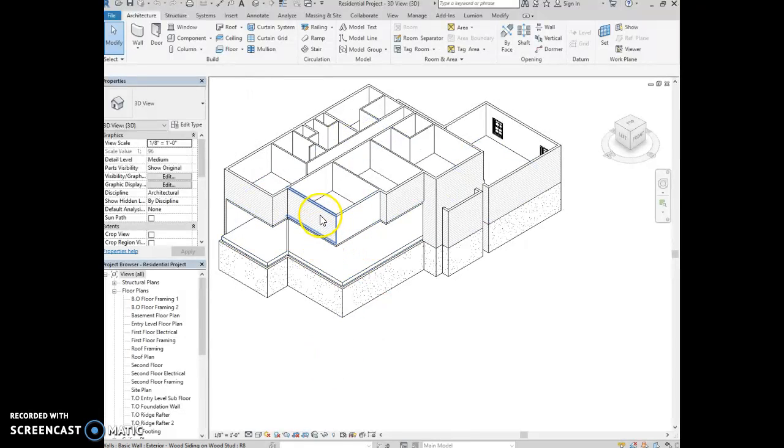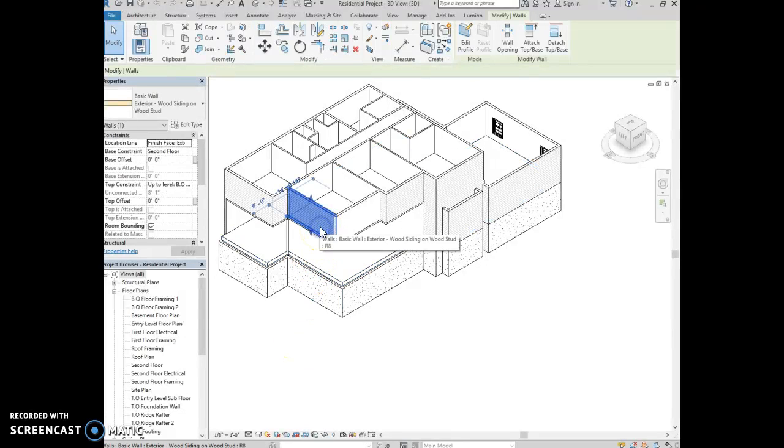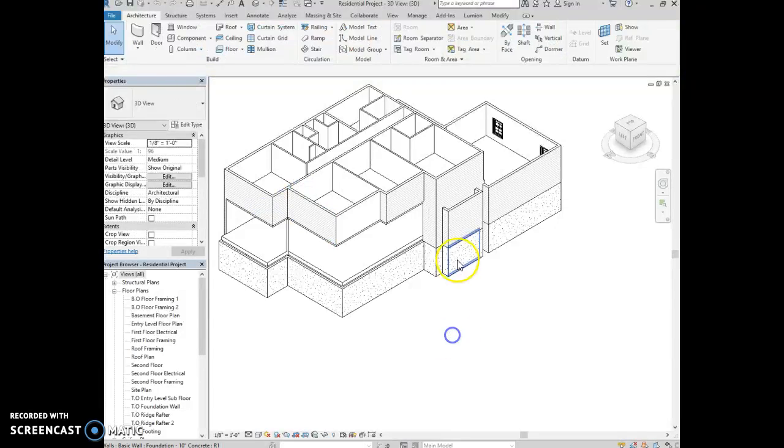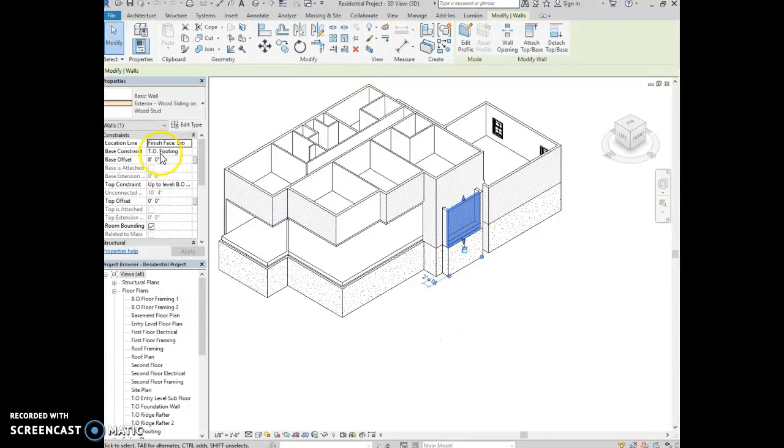So something has happened where these walls are way up in the air, and I don't know if you intended them to be that far in the air. I'm not really sure why they're that far up. If you don't want them to be that high, just use the base constraints and the top constraints to adjust them. So it's possible that the base constraint needs to be the same here, which is top of footing, and it's possible that your top constraint wants to be changed.